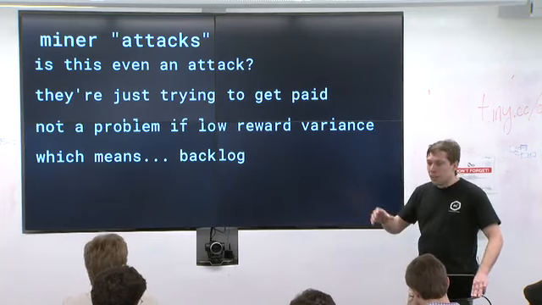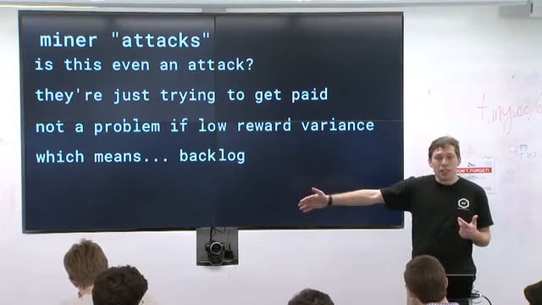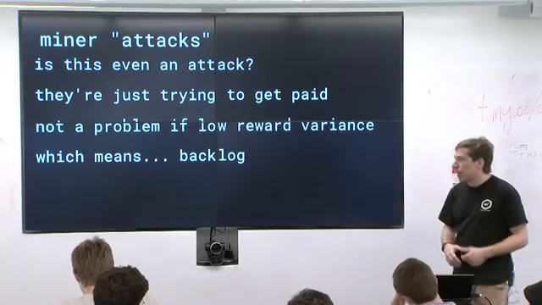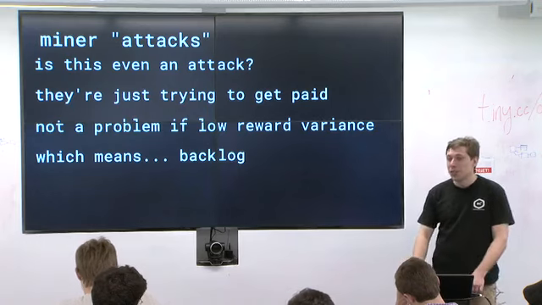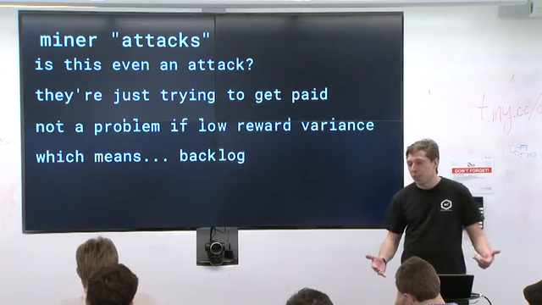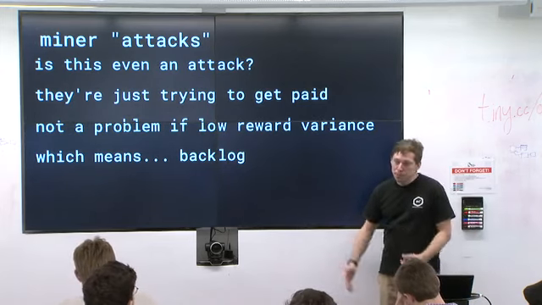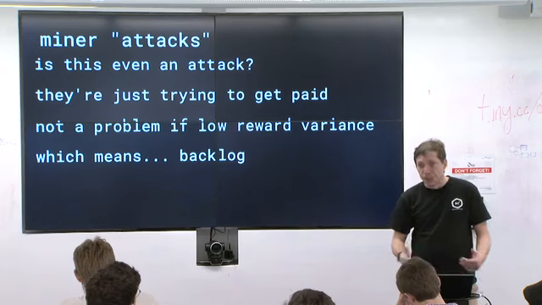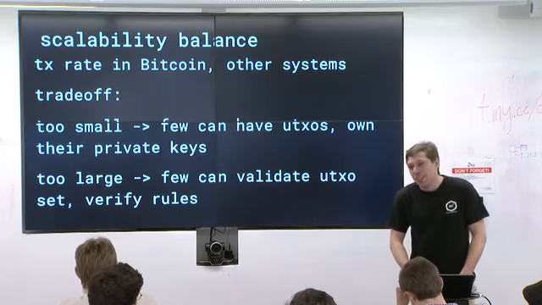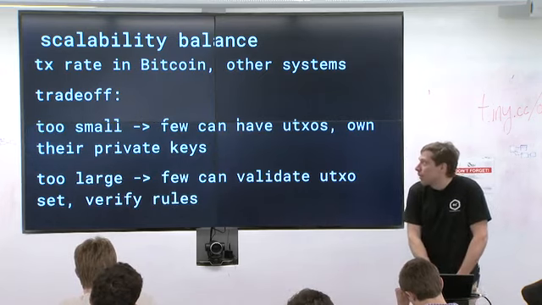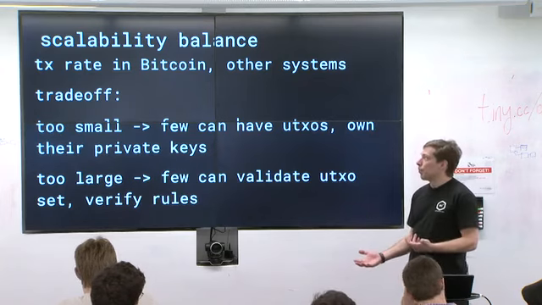If the next block coming out has about the same fees as the last one, then you just keep building on it, and you're not trying to snipe other people in the past. But that means there's going to be a backlog, right? You need this really big mempool with a large backlog of transactions to ensure that you have low variance in the rewards, and to ensure that long-term you've got a stable system. So this is tricky. This is a hard problem because you've already got these sort of scalability balances in Bitcoin.